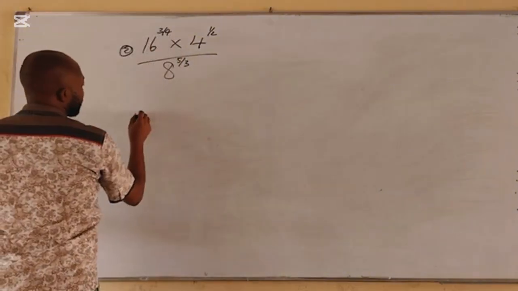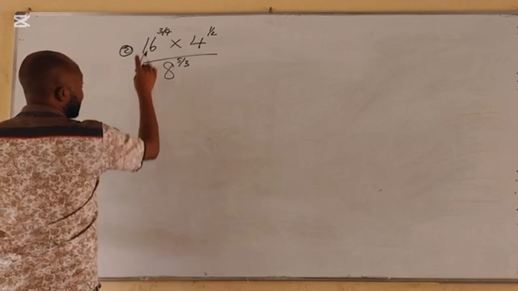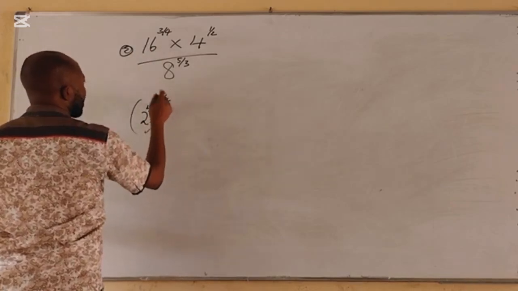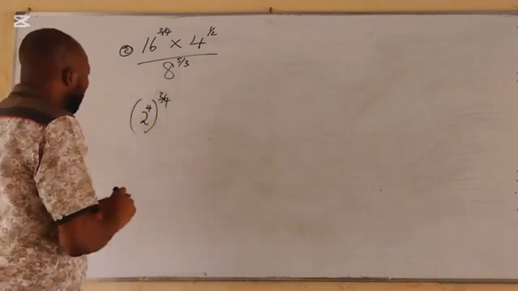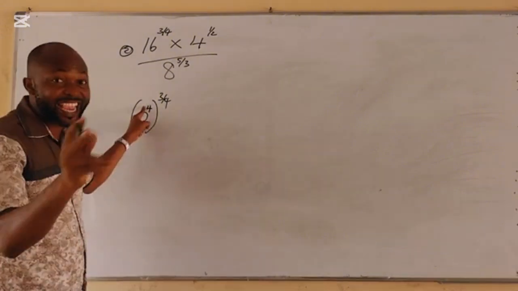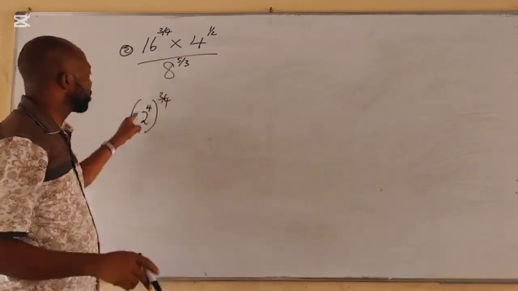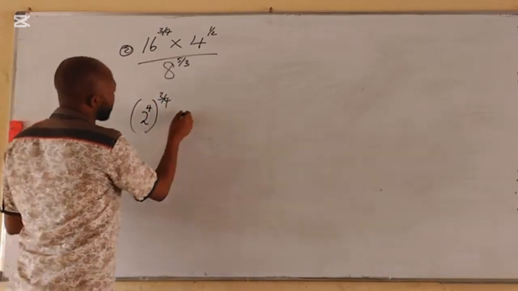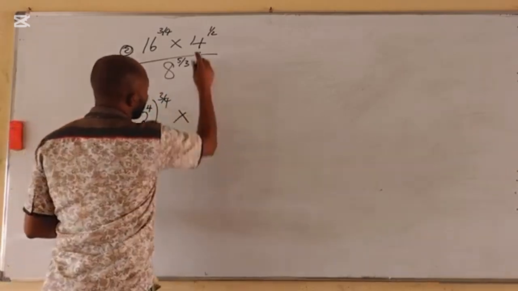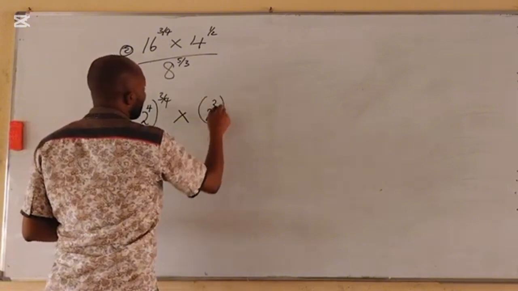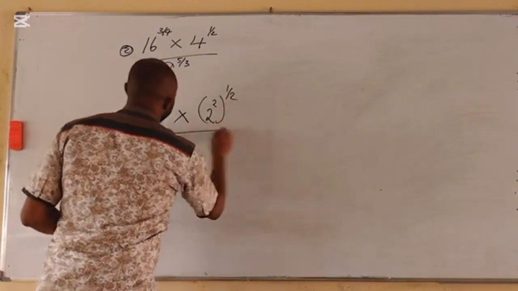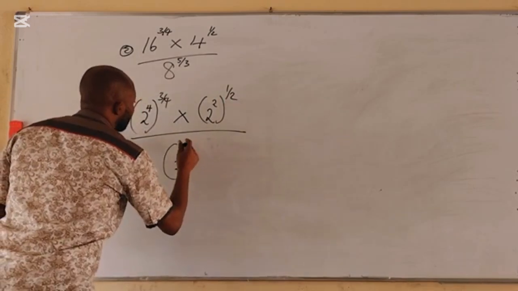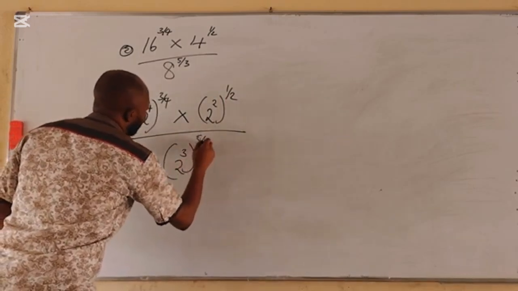This is 2 raised to the power 4, which is 16, now raised to the power of 3 over 4. Remember the powers law of indices. When a number is raised to a certain power, which is again raised to another power, we multiply the powers for the final result. So times 4, which is 2 raised to the power 2. The powers law counts again. Divide by 8, 2 raised to the power 3, alright, raised to 5 over 3.